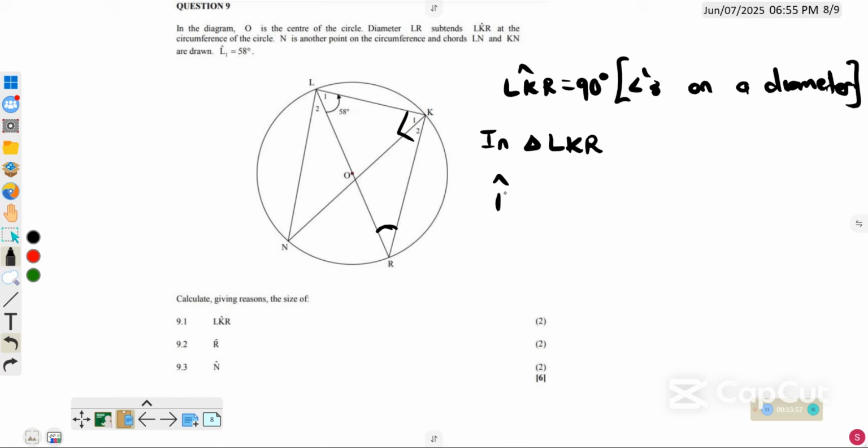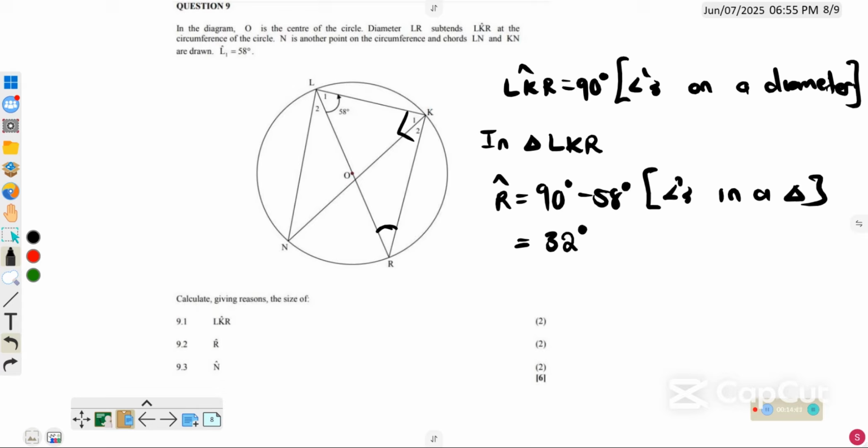So in fact, angle R will be none other than 90 degrees minus 58 degrees. Right, and these are angles in a triangle. So 90 minus 58 should be 32. So that's 32 degrees, right?